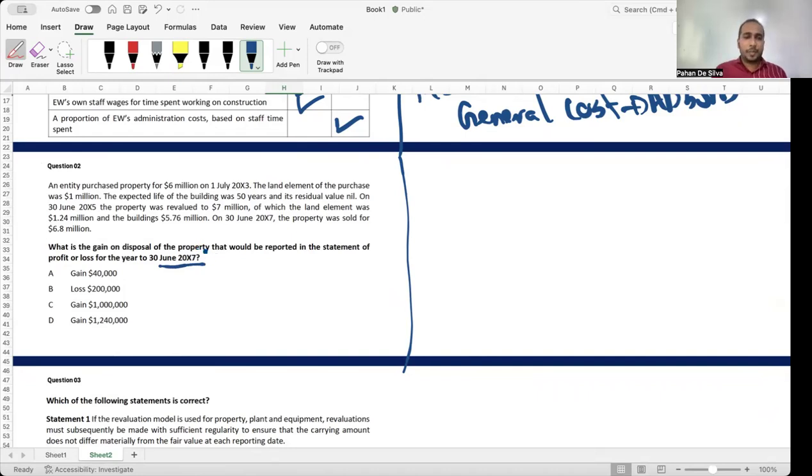Now, in this kind of question, you can see they have tested your knowledge on revaluation, on depreciation, and on disposal of property, plant, and equipment. So let's try to understand this.